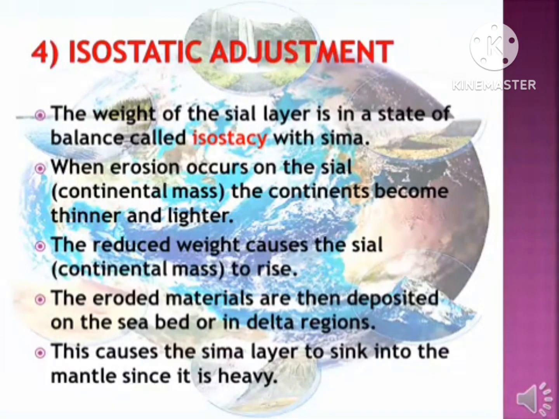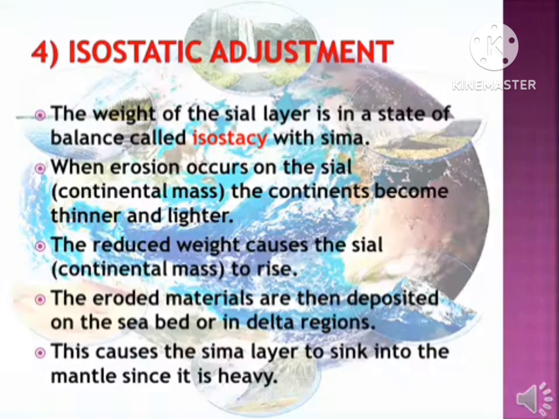Finally, we have isostatic adjustment as a major cause of earth movements. In this case, the weight of the soil layer tends to be in a state of balance known as isostasy with sima. Remember, SIAL and SIMA are major components of the crustal rocks. Therefore, when erosion occurs on the SIAL, also known as the continental mass, the continents become thinner and lighter. The reduced weight causes the SIAL or the continental mass to rise.